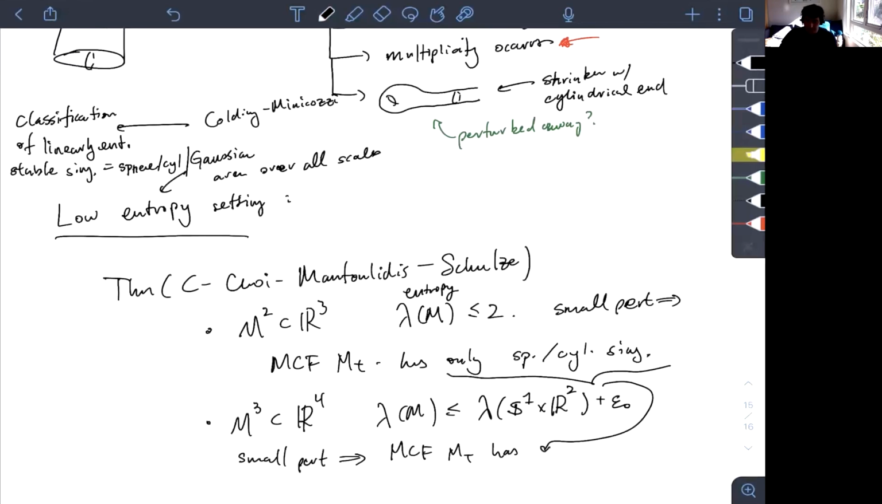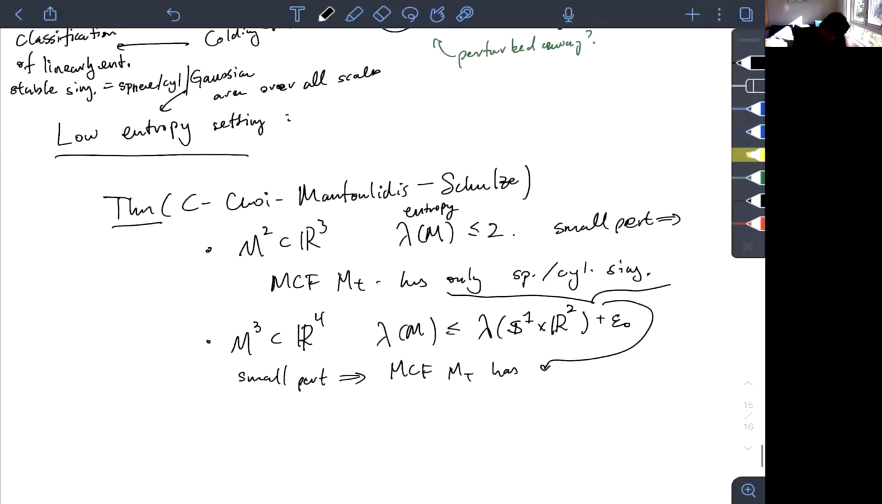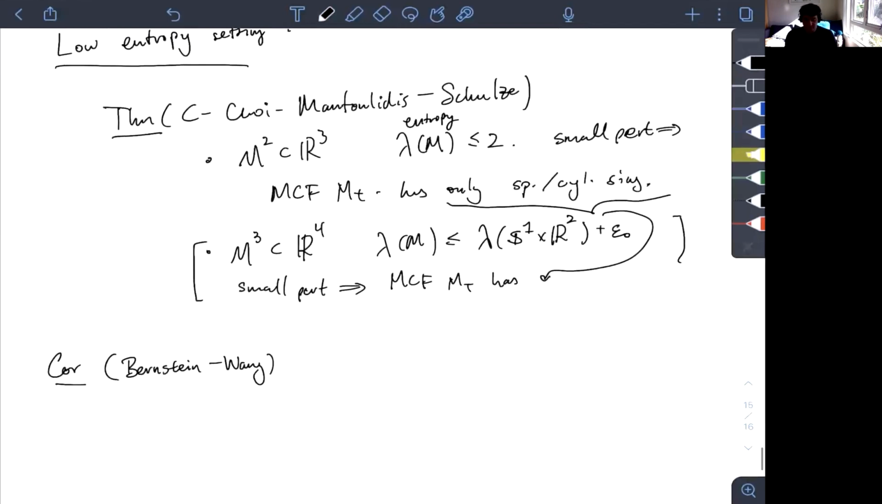Okay, so what I'll close this talk by doing is talking about a few applications. In particular, I'll talk about this second result. And this result has a few applications. First, it gives a new proof of a result of Bernstein and Wang, Jacob Bernstein and Liu Wang, who proved this using a different method, related but different.